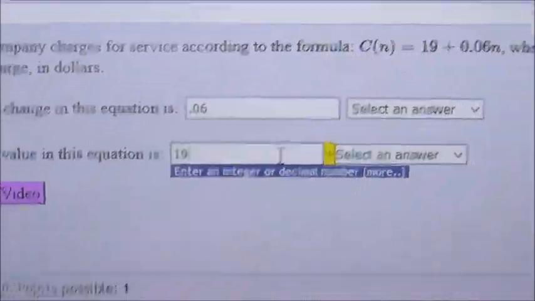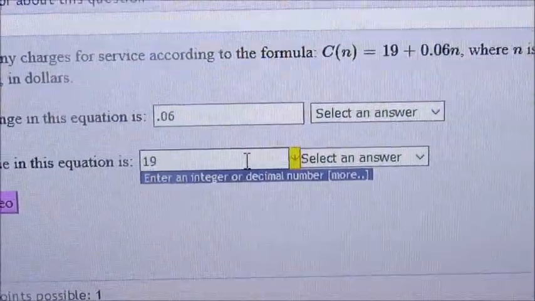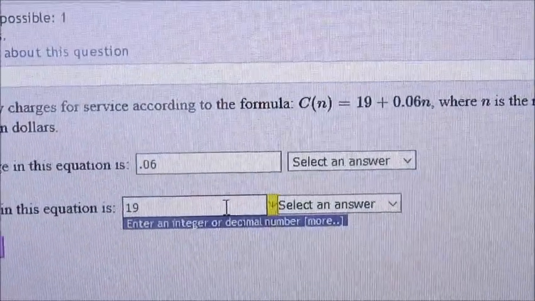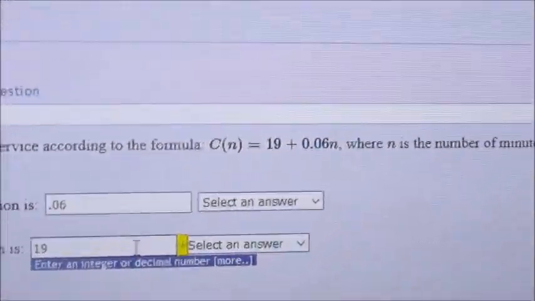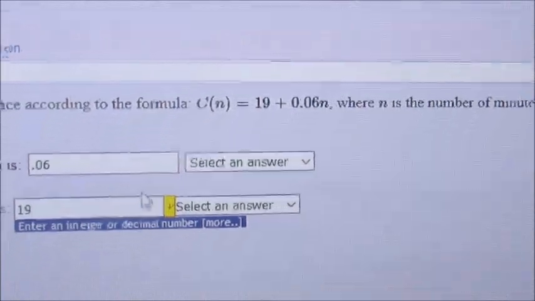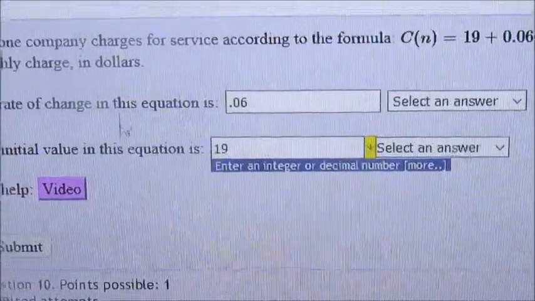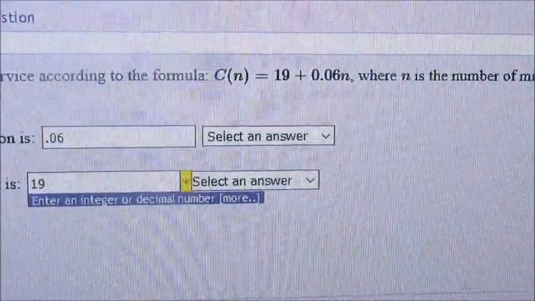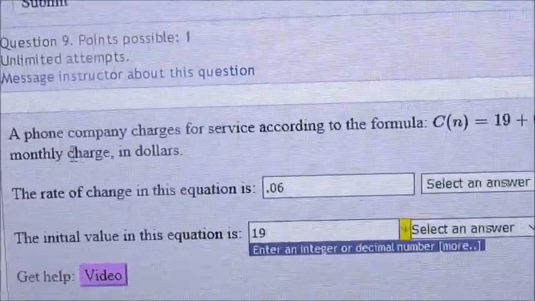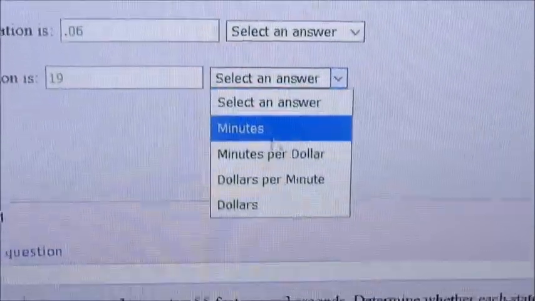So it's just asking you, really, the rate of change is always the slope. The initial value is your b. But it's also asking you for the units. Remember, okay, so I'm going to do the initial value one first. And it says here that C of n, which is the y, is dollars. So I'm going to scroll down here and put dollars.